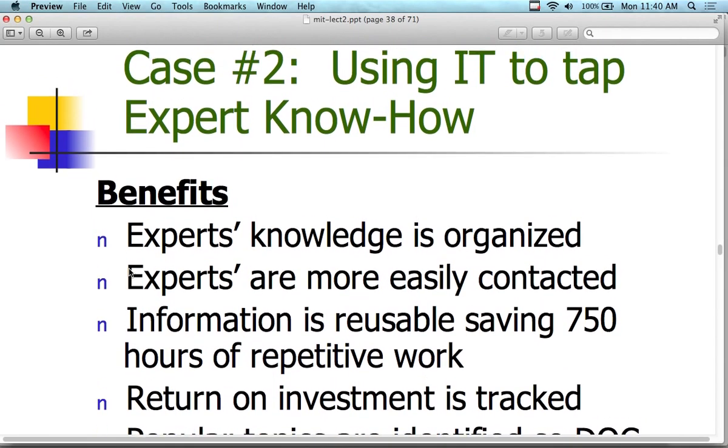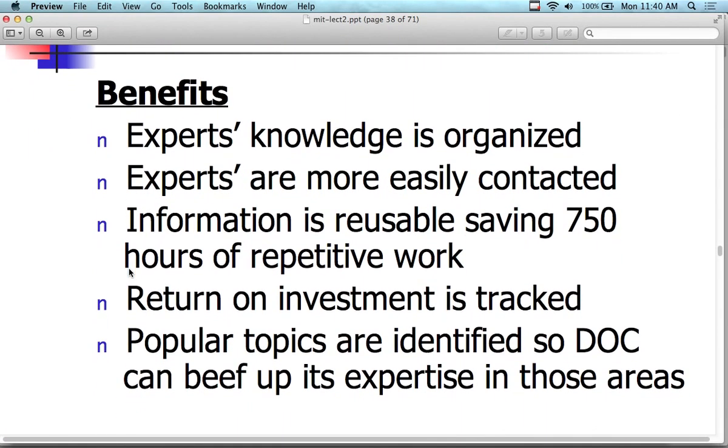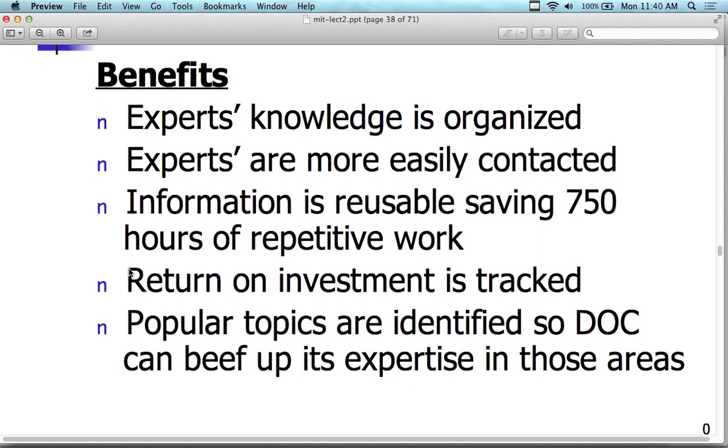So, using IT to trap expert knowledge. Again, the benefits: we have the expert's knowledge organized. We put it into a system, and experts are more easily contacted. We have the information, it's in the system, it's in the process that's in the system. We have the ability to capture the knowledge of what time of day has the most sales and what products are selling the most, so we can figure out, automated-wise, what products we want to resell.